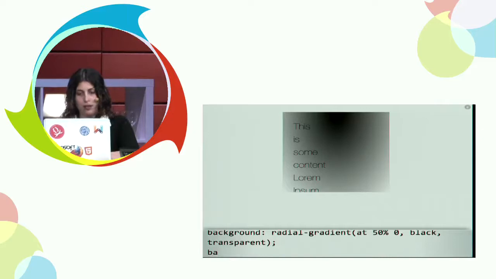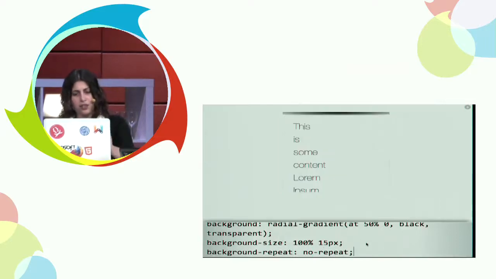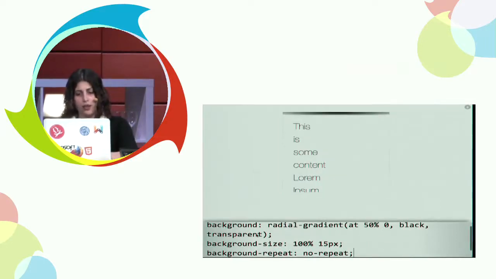So now this is not a shadow at all. It just occupies the entire element. So let's make it smaller with background size: 100% horizontally and only 15 pixels vertically. And we don't want it to be repeated either, so let's cancel background repeat. And now it's starting to look like a shadow, but it's still not quite there.